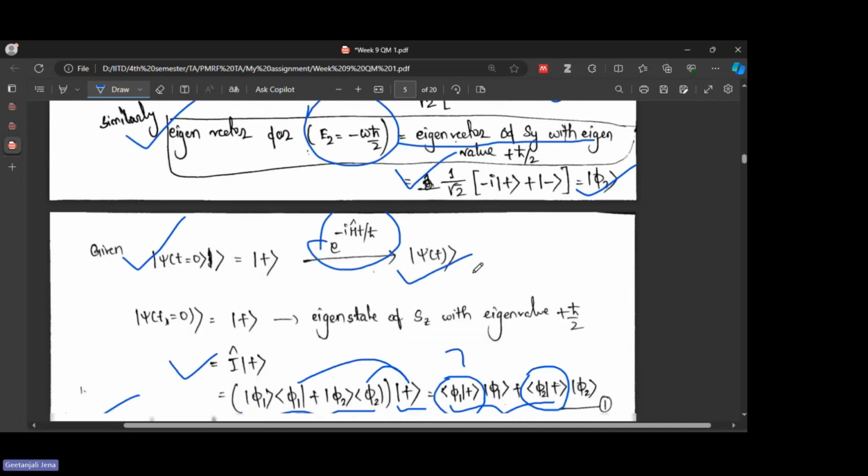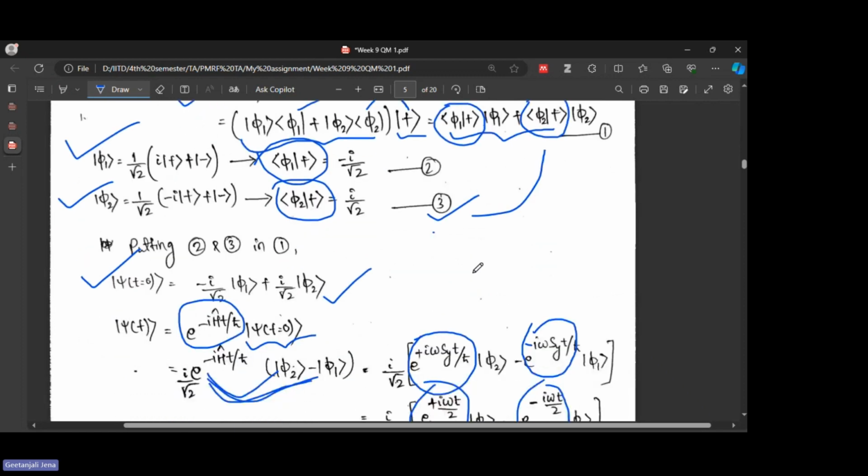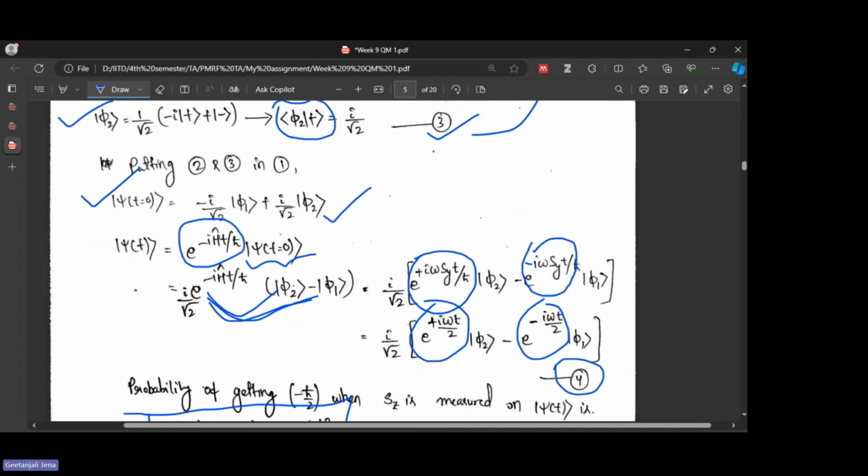I think this problem is clear to you. If you have any doubt in any of the steps, you can ask me anytime. Just write it in the chat box or raise your hand.